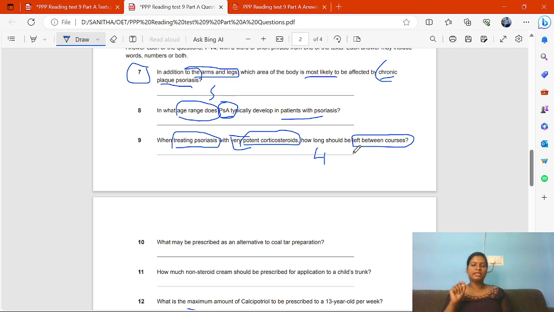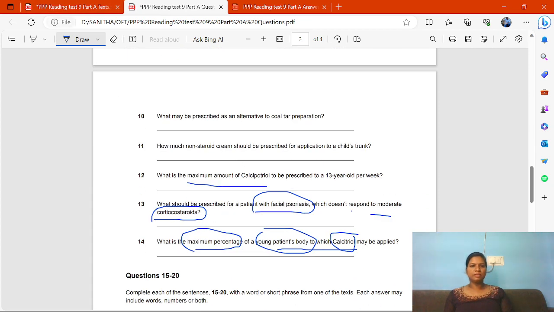Not every keyword is the same. Are you getting it? Then come to the next question.